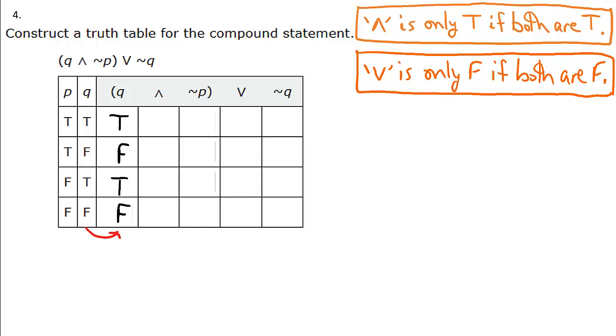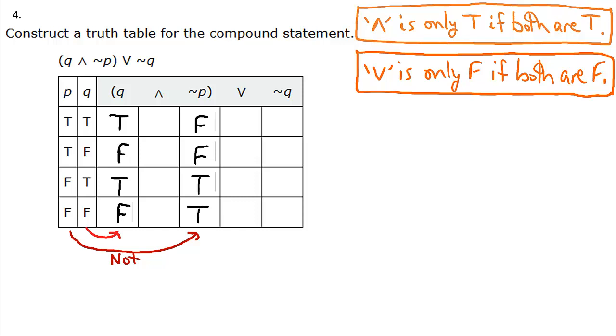Also remember, you're going to be using your memory aids for and or at some appropriate times. I'll go ahead and pop those up there. You also notice that there's a not P column, 1, 2, 3, 4, 5, the fifth column. Well, you know that P is true, true, false, false. That means not P would be false, false, true, true.